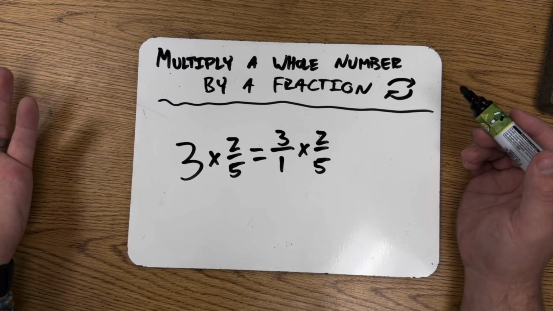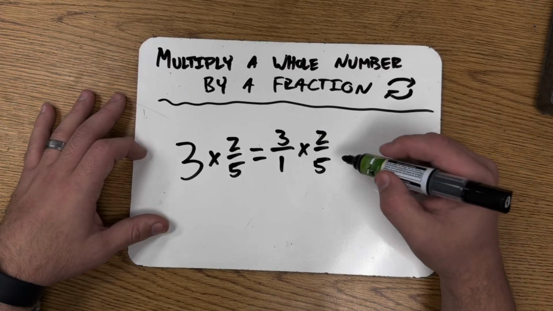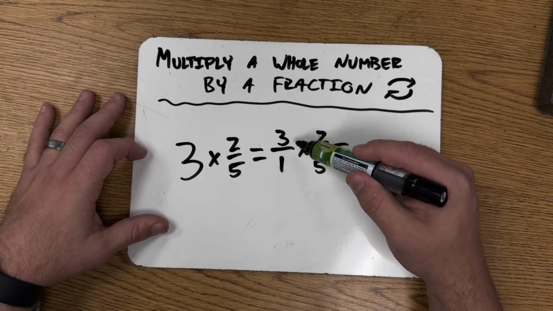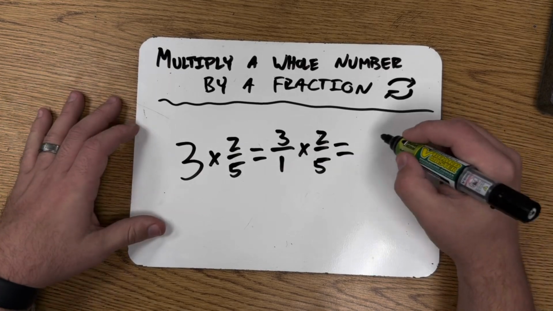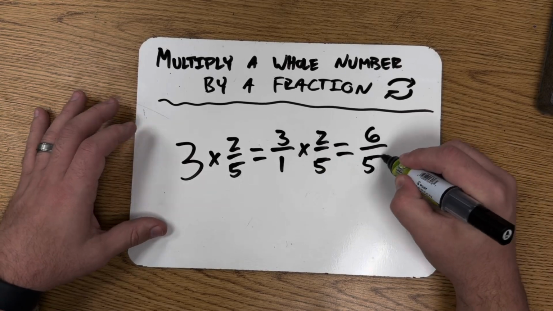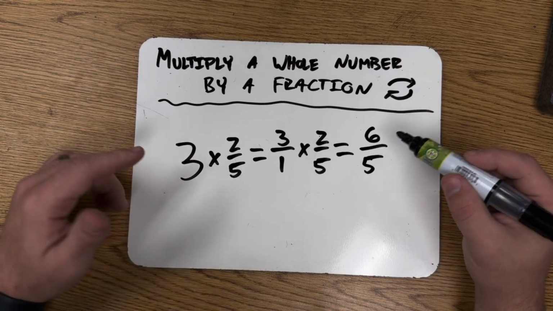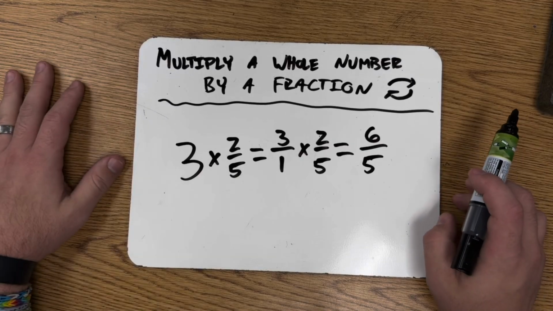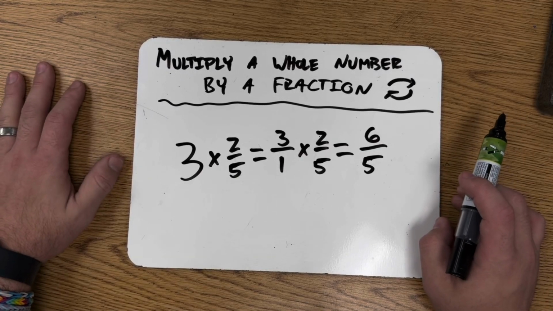With that, we're now able to just go ahead and do our multiplication. And it's fairly simple from here. We ask ourselves, what's 3 times 2? And 3 times 2 is 6. What is 1 times 5? 1 times 5 is 5. Note, our denominator does not change. And we end up with 6/5. It's as simple as that.